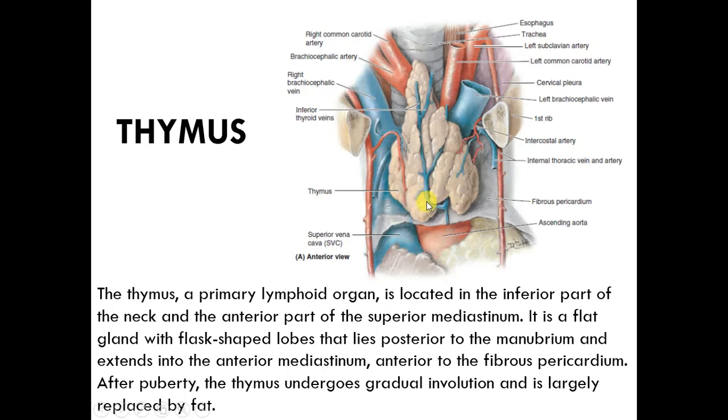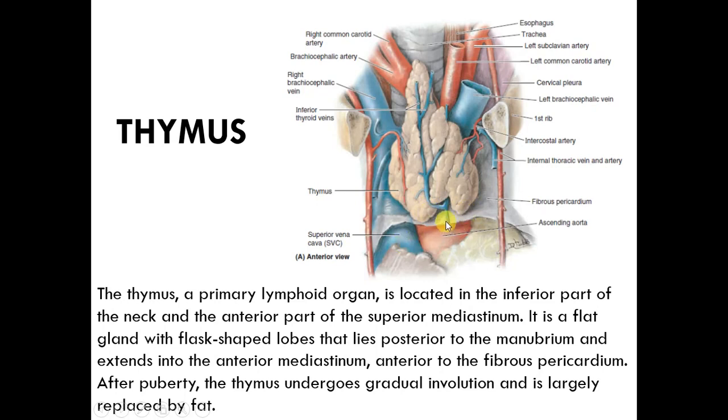Then is the thymus. It's a lymphoid organ located at the inferior part of the neck and the superior mediastinum. It extends above into the inferior part of the neck and then into the superior mediastinum, and also it extends down into the middle mediastinum a little bit over the fibrous pericardium. It's flask shaped, you can see, and lies posterior to the manubrium.